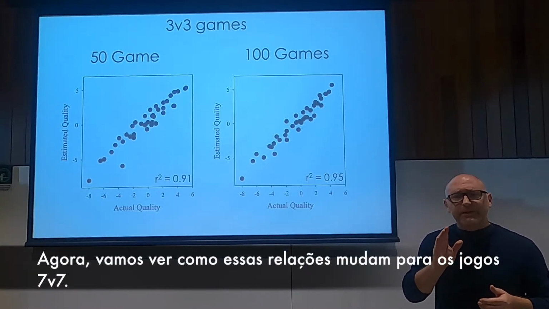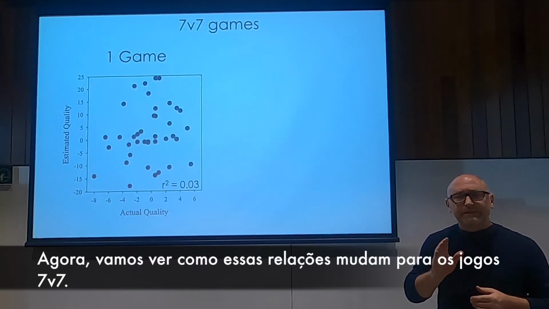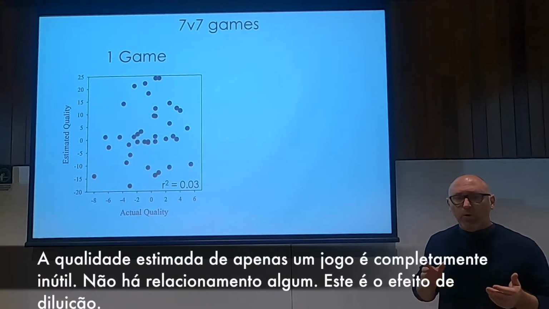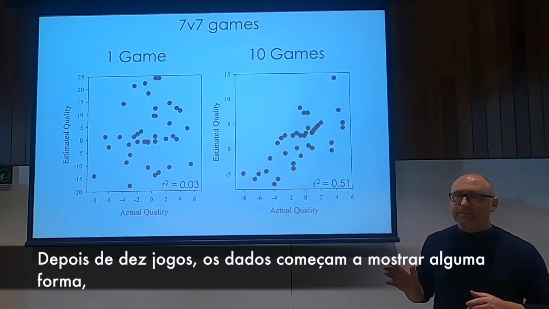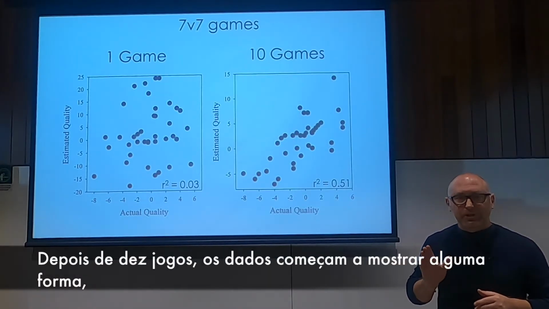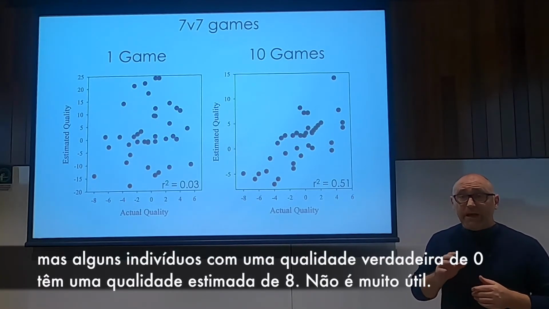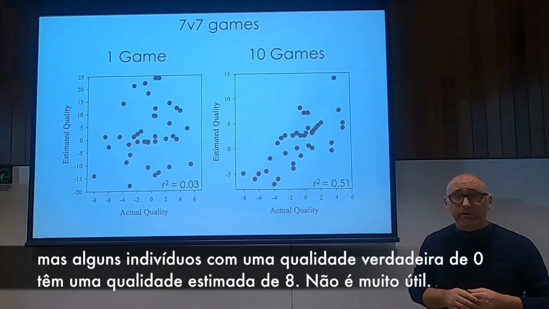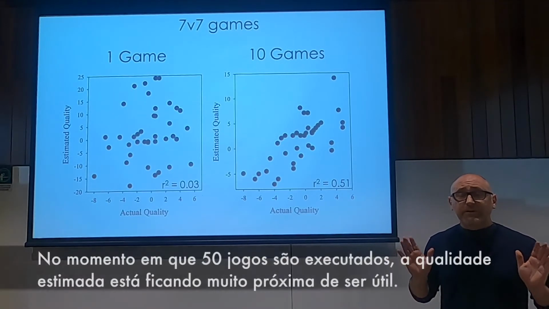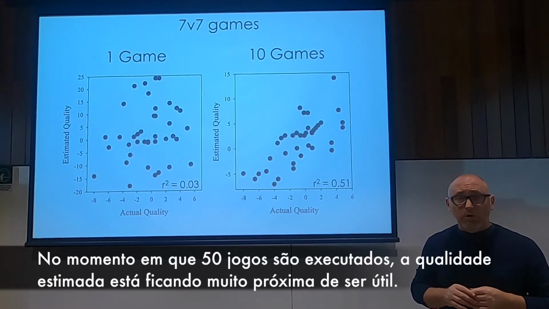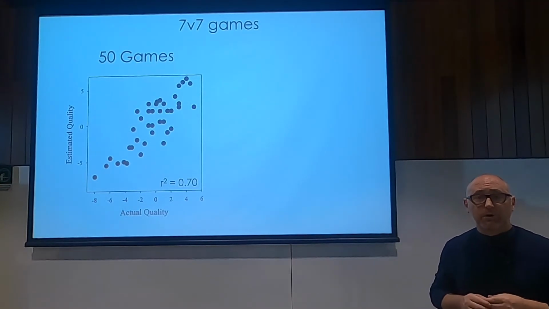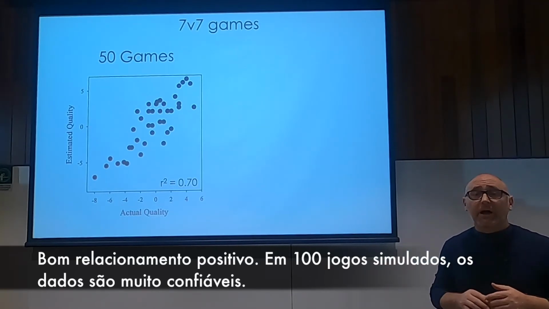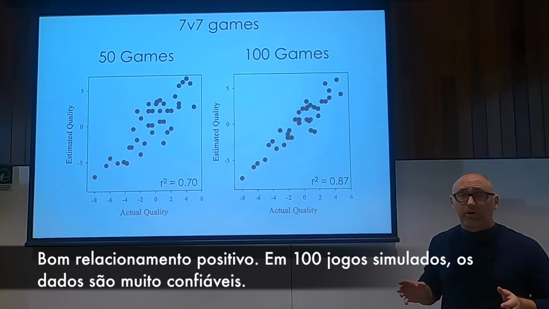Now let's see what happens to these relationships when we look at 7v7 games. Estimated quality from just one game is completely useless. There is no relationship at all. This is due to the dilution effect. After 10 games, the data are showing some shape, but some individuals with an actual quality of 0 have an estimated quality of 8. Not terribly useful. By the time 50 games are run, then the estimated quality is getting very close to being useful. A nice positive relationship. At 100 simulated games, then the data are very reliable.